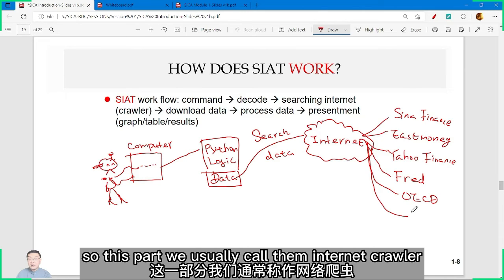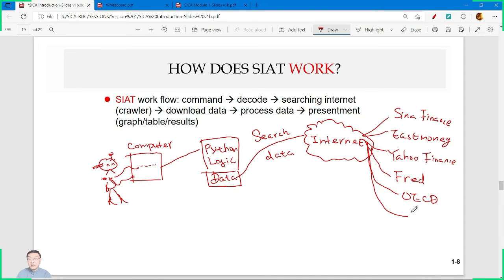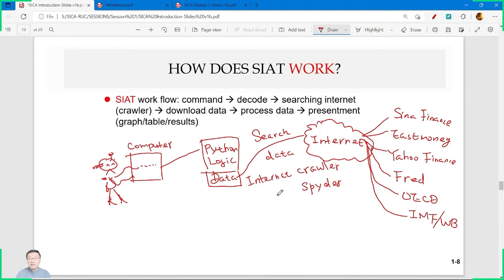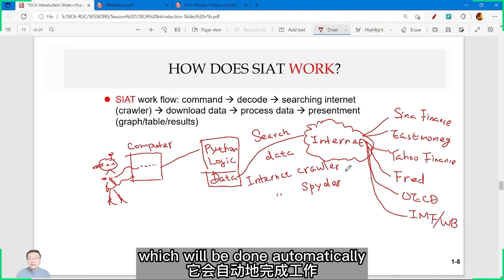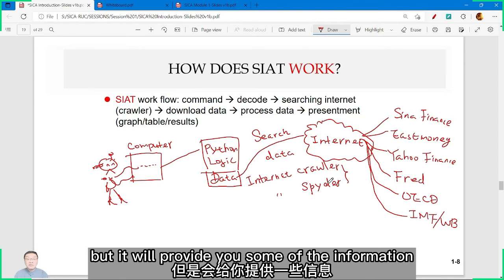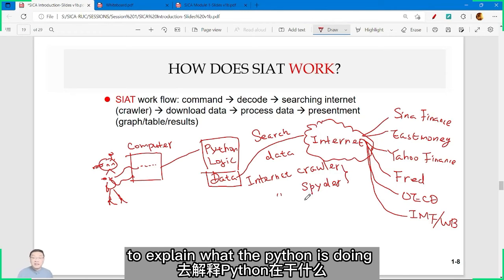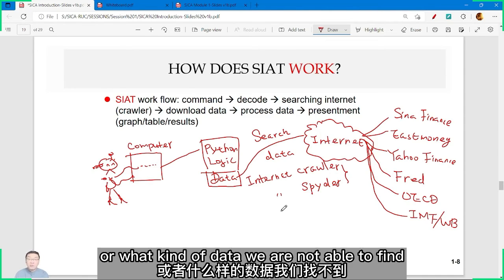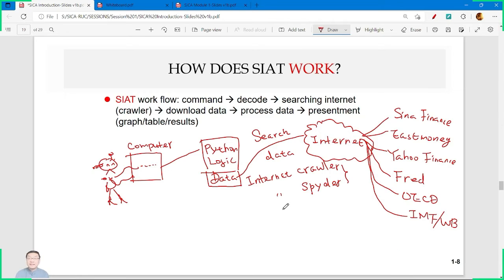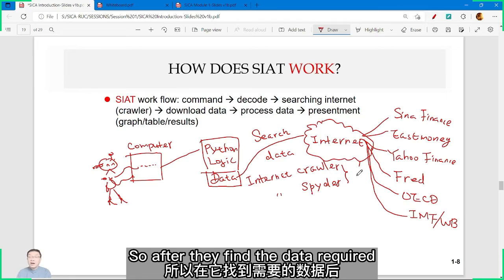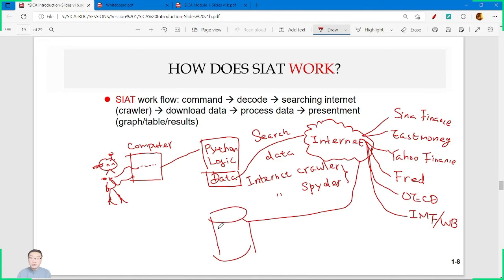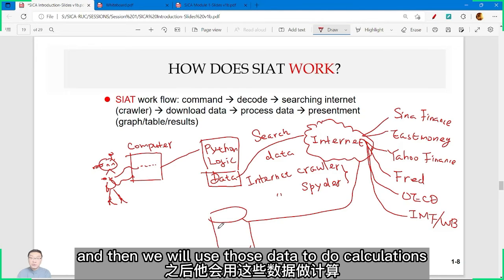This part we usually call Internet Crawler, or Internet Spider, which will be done automatically, but it will provide you some information to explain what Python is doing, such as beginning to search data in something, how much data we have found, or what kind of data we are not able to find. After they find the required data, they will download the data to your local disk. And then we will use those data to do calculations.